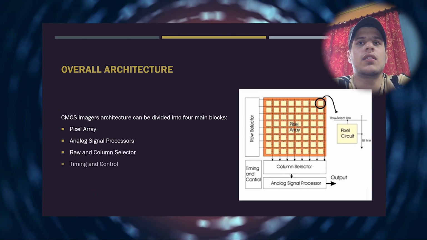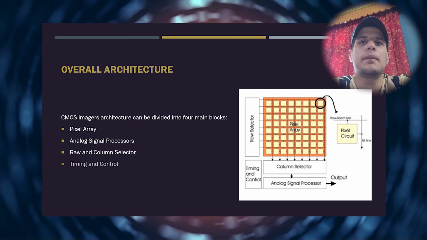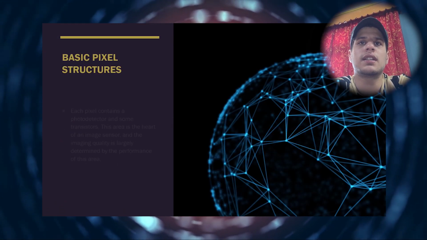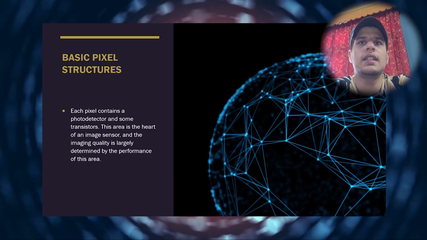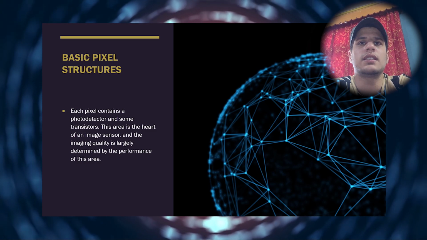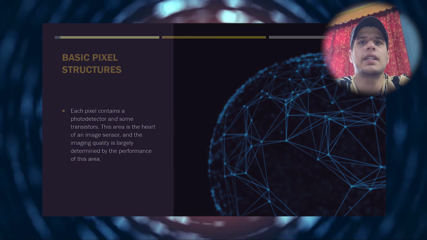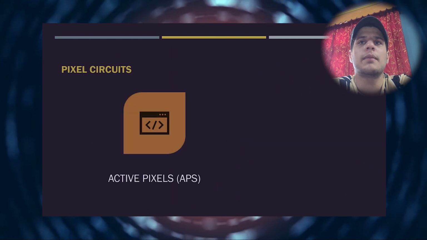Pixel array, analog signal processors, row and column selector, timing and control. Basic pixel structures: each pixel contains a photo detector and some transistors. This area is the heart of an image sensor, and the image quality is largely determined by the performance of this area. Active pixels and passive pixels.